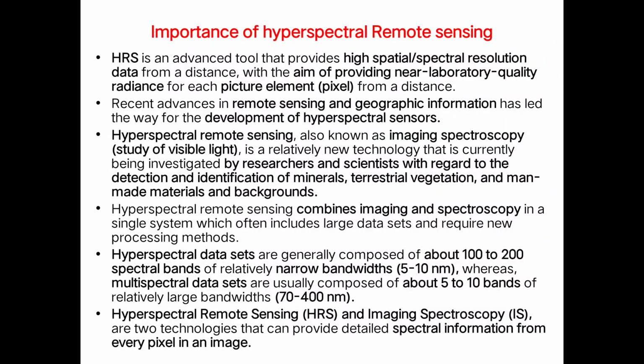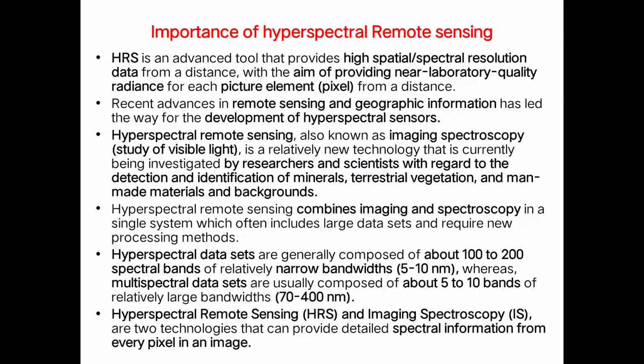Then the next important point is the importance of hyperspectral remote sensing. This hyperspectral remote sensing is an advanced tool that provides high spatial as well as spectral resolution data from a distance, with the aim of providing near laboratory quality radiance for each picture element from longer distances. Then the recent advances in remote sensing and geographic information have led the way for the development of hyperspectral sensors.